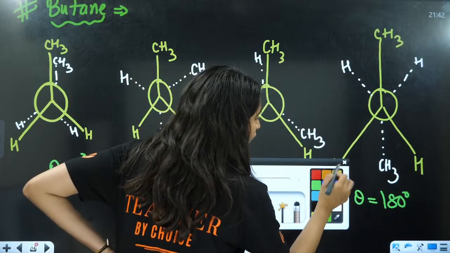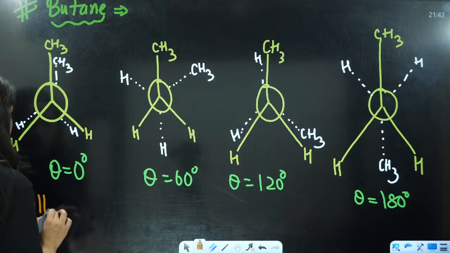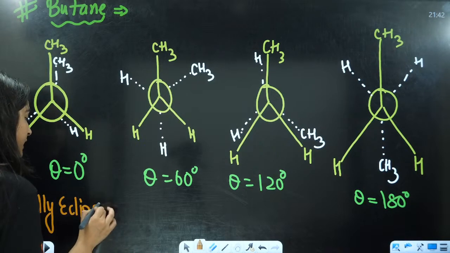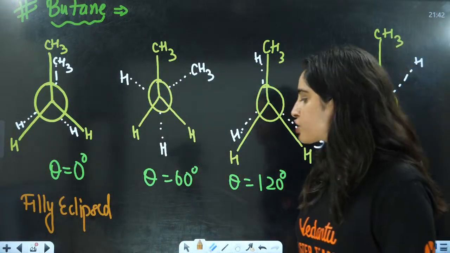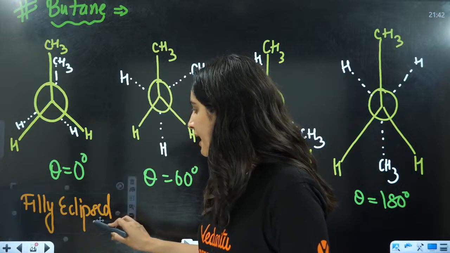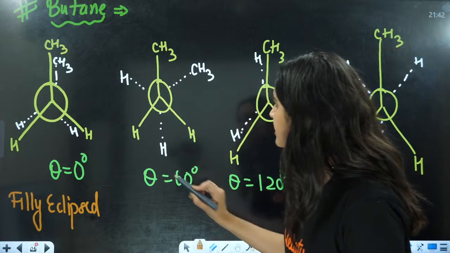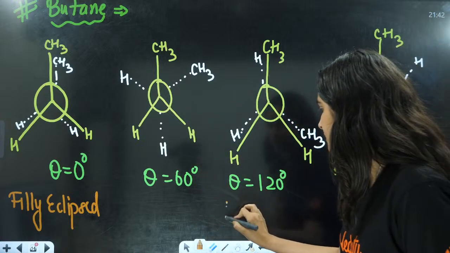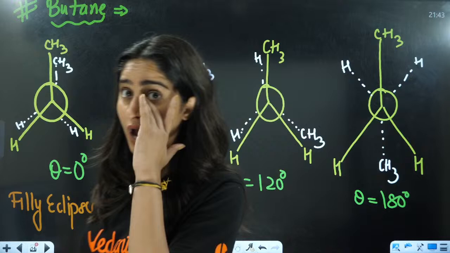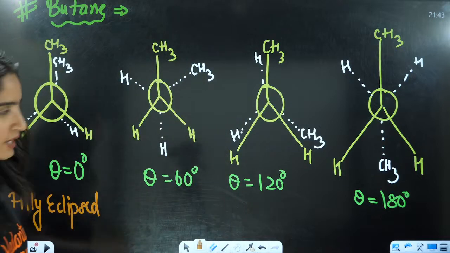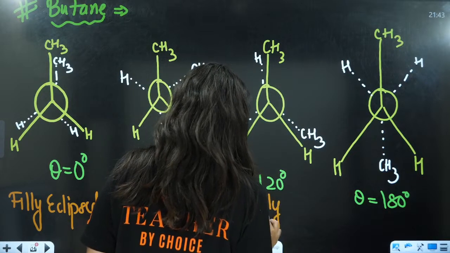Right? And what is the name of these structures? This is called fully eclipsed structure. Right? What is this structure called, everyone? This is called half eclipsed, or you can say partial eclipsed structure. Right? So this is called partially eclipsed.